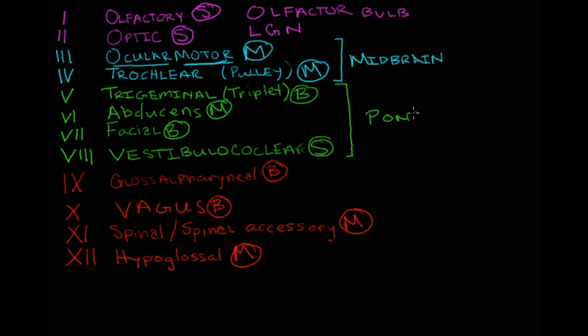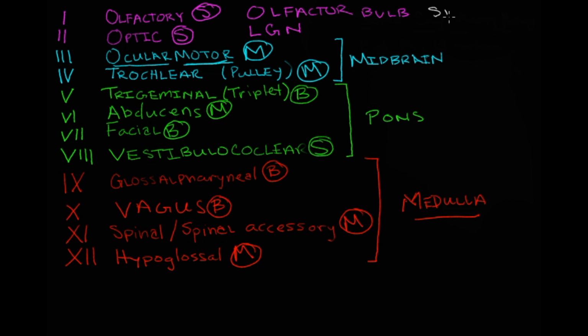Same thing. If there's a malfunction in these nerves, probably isolated in the pons is where your lesion's going to be. And the last ones here are from the medulla oblongata. And that same principle. Very important to remember that. So as you're answering these great test questions, remember that.